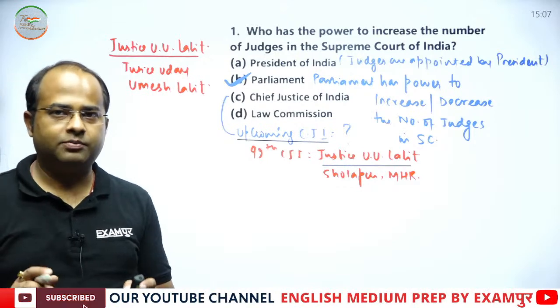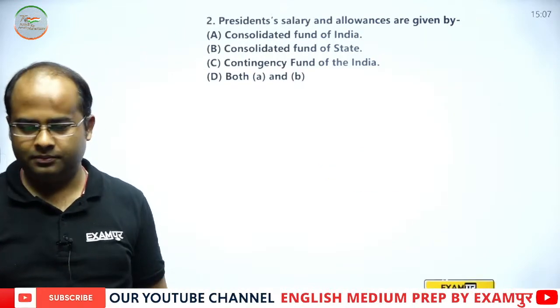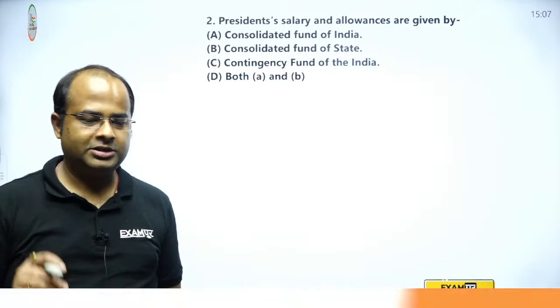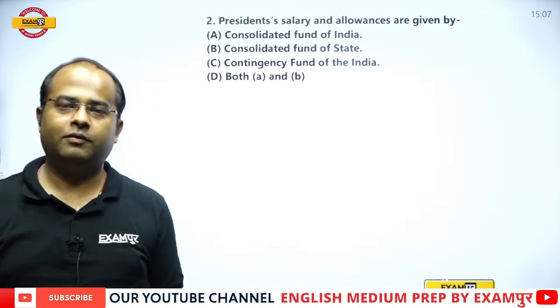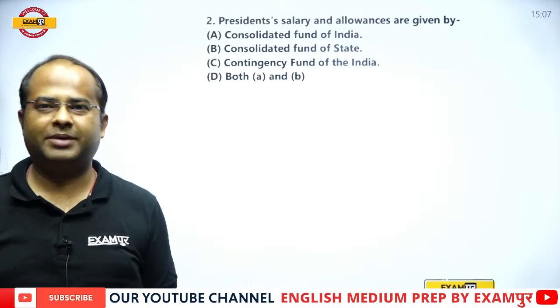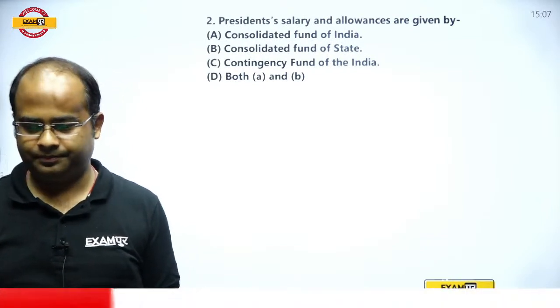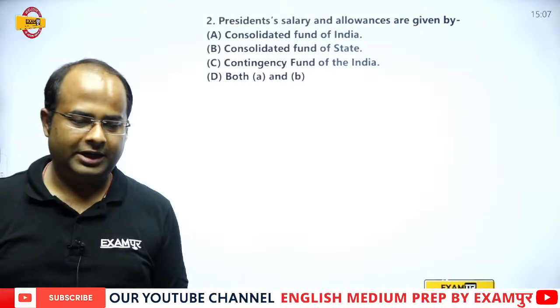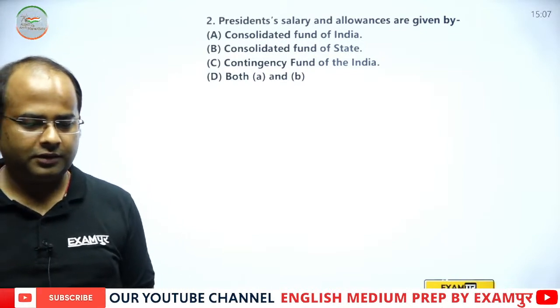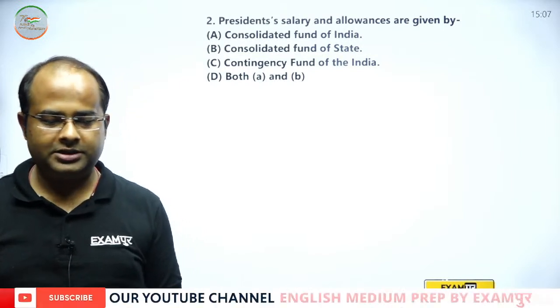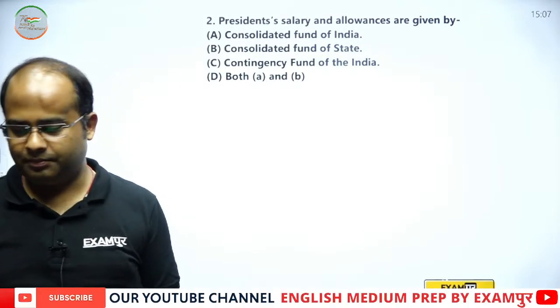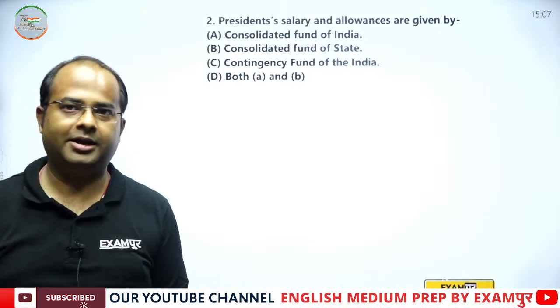Now guys, let's move to the next question. The next question is: the President's salary and allowances, they are given by whom? From where is the salary and allowances of the President of India given? From the Consolidated Fund of India, Contingency Fund of the state, Contingency Fund of India, or both A and B. From where does the President get the salary?